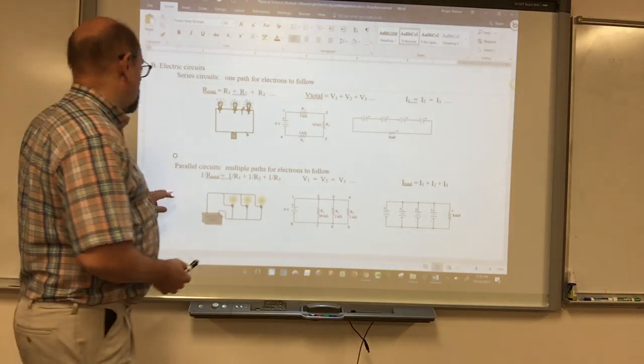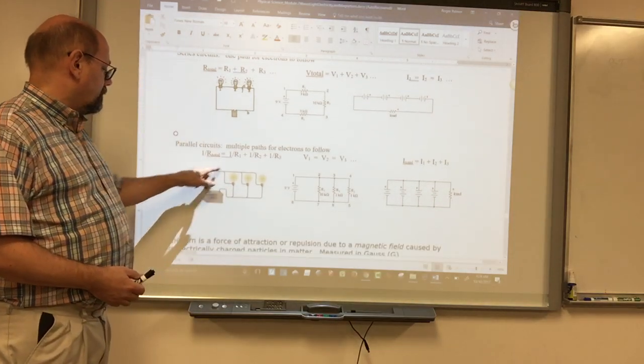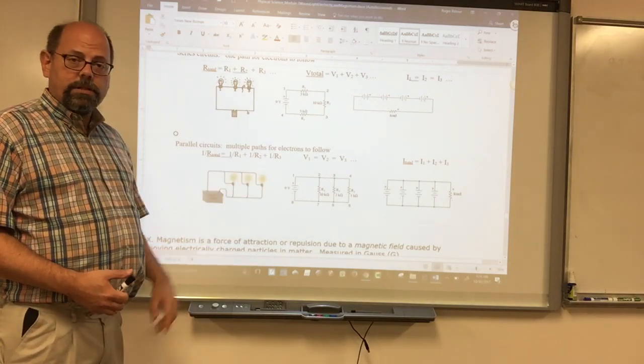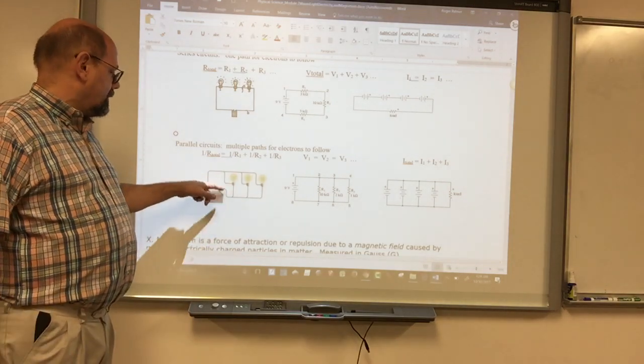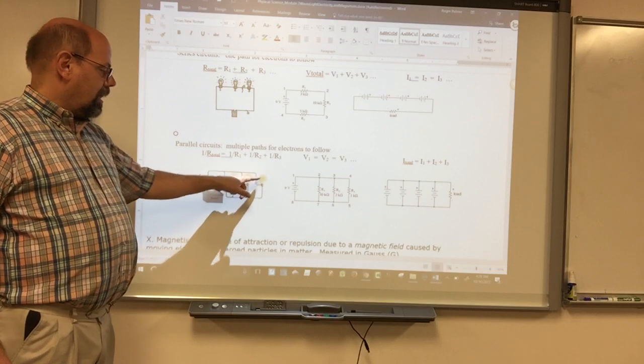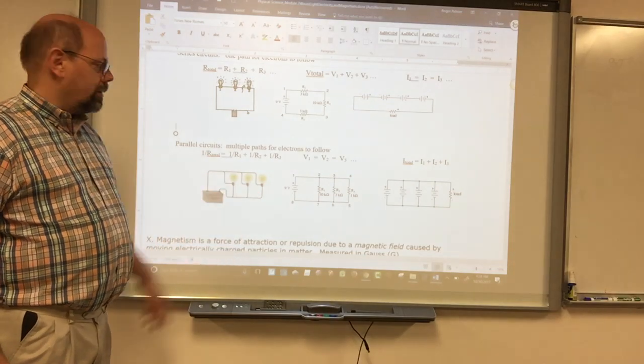Now, there are other ways to hook these up, and that's called a parallel circuit. If you look here, there are multiple pathways for the electricity to flow. What's nice about that is if one of these bulbs breaks and stops the electricity flowing there, that won't stop these from working. These still have alternate pathways.